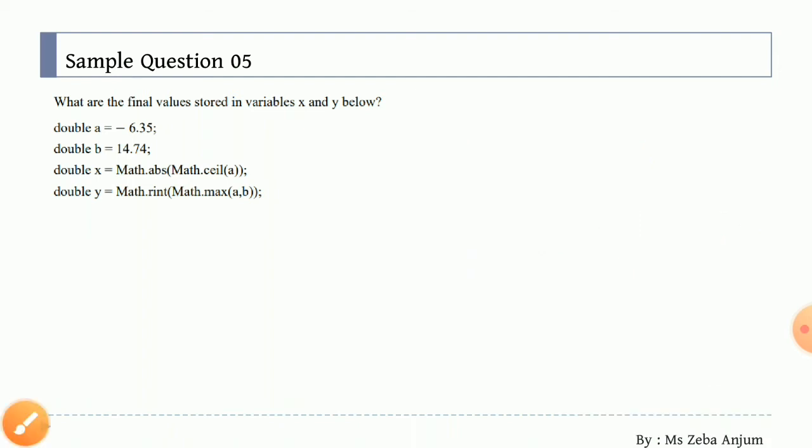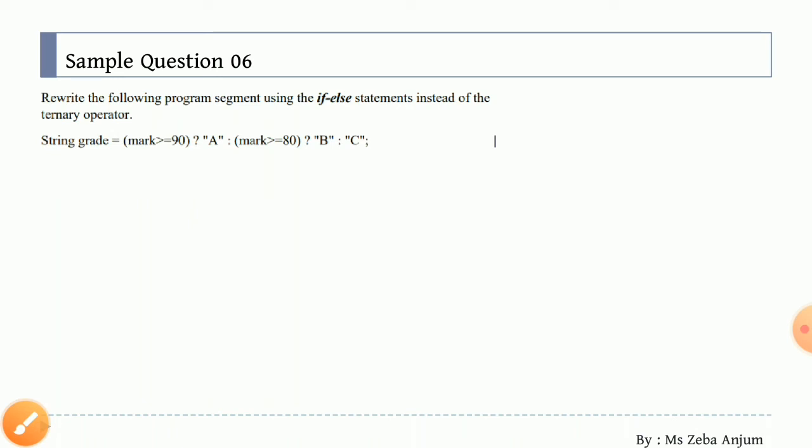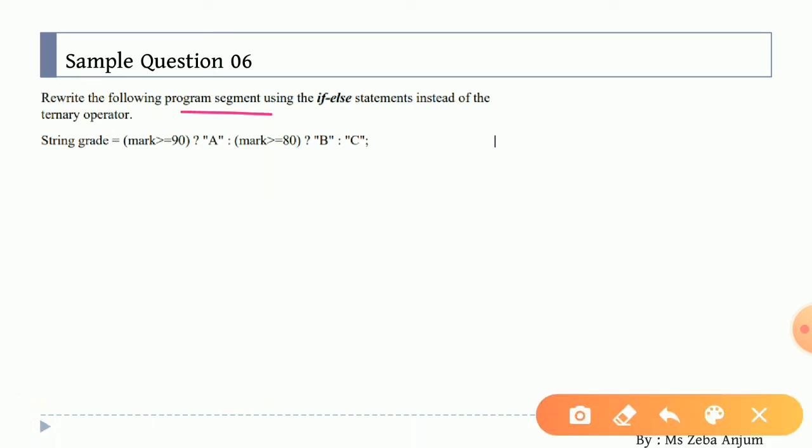Now see the sample question number 6. We are having, rewrite the following program segment using the if-else statement instead of ternary operator. We are having ternary operator. We have to write down appropriate if-else statement for the same. So firstly, divide this portion into 3 parts. This one is your condition. This one is your true expression number 1, and the rest of the thing is your false expression number 2.